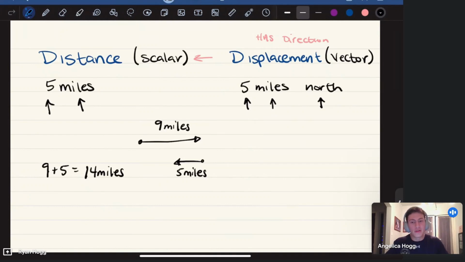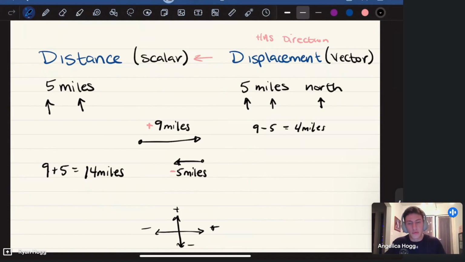Now, you might see where I'm going with this. When you start analyzing displacement, you have to take into account that this is actually negative 5 miles if we're assuming this is positive 5 miles. A good way to determine if something's positive or negative: typically if it moves to the right or up, it's considered positive, and otherwise it's considered negative. So we're going to assume 9 miles to the right is positive and 5 miles to the left is negative here. And that ends up getting a 9 minus 5, which is 4 miles net difference.